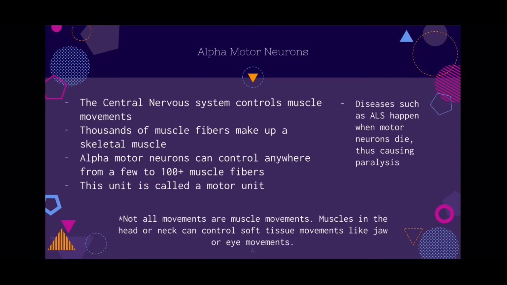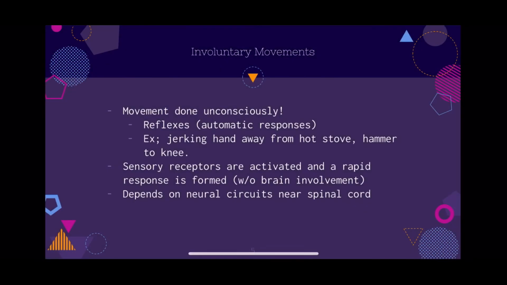Something to note is that not all movements are direct muscle movements. For example, muscles in the head or the neck can control soft tissue movements like jaw or eye movements. Now we're going to talk about involuntary movements, and these are kind of like the opposite of voluntary movements, so they're done unconsciously. Reflexes or automatic responses are an example of this. Think about when you touch a hot stove, your hand just jerks away, you don't even think about it, right? That's an example of a reflex.